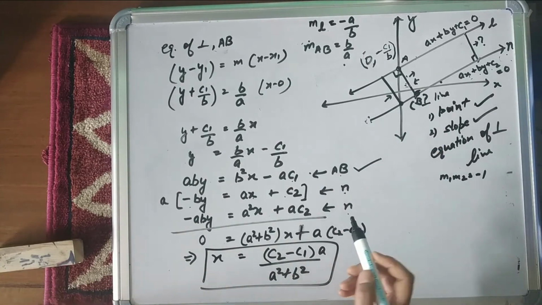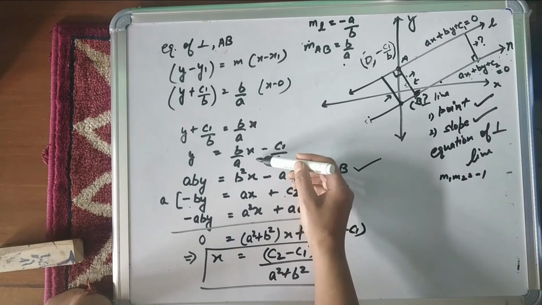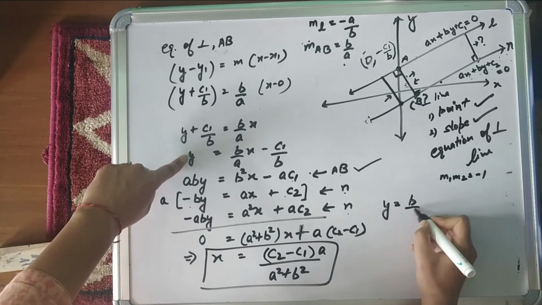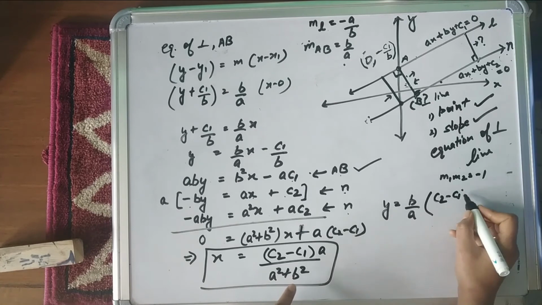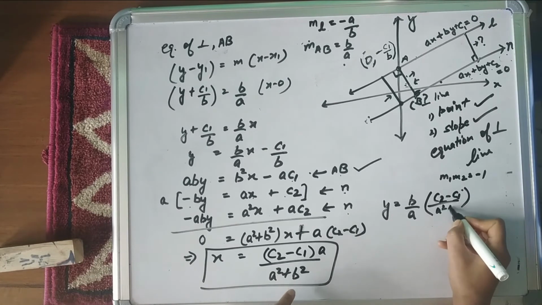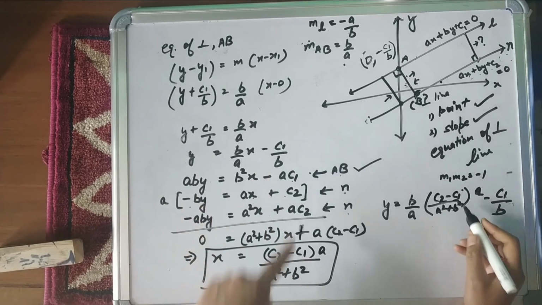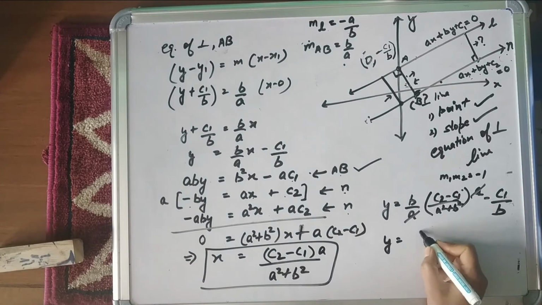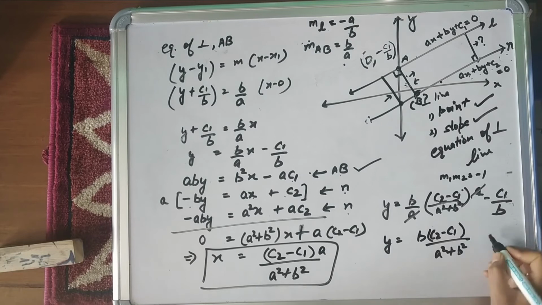Now I'll find out the y coordinate also. For that I'll use the same equation. Either I can substitute it there, that will also work. Okay, why not do that only? So the y coordinate is b over a, and the value of x, which is c2 minus c1 over a square plus b square, and we have this a also, and then minus c1 over b. This a will cancel with this. Okay, and here I am left with b times c2 minus c1 over a square plus b square minus c1 over b. So these are my two coordinates.